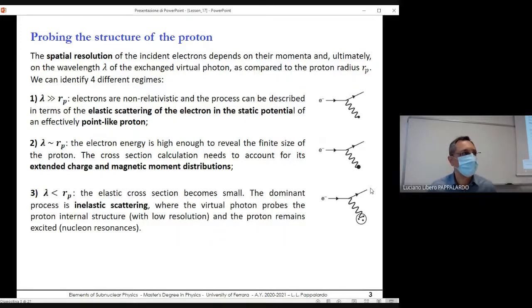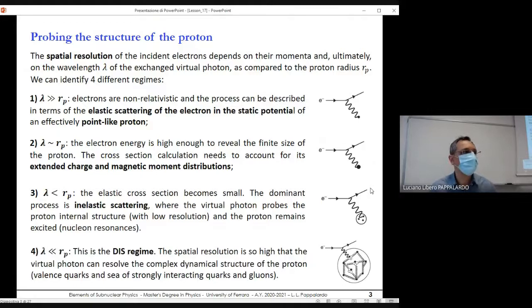Then we can increase even further our beam energy, and so reduce even further our photon wavelength. When this goes below the size of the proton, of course, we can start to reveal details inside the proton. In this regime, the elastic cross-section becomes small, and the dominant process is inelastic scattering, clearly, where now the virtual photon probes the proton internal structure, although still with low resolution, and the proton is excited. So we excite the so-called nuclear resonances, as we will see tomorrow, I think, yes.